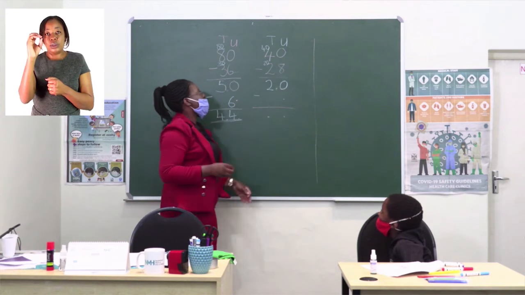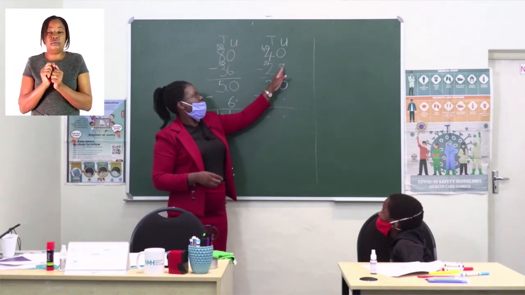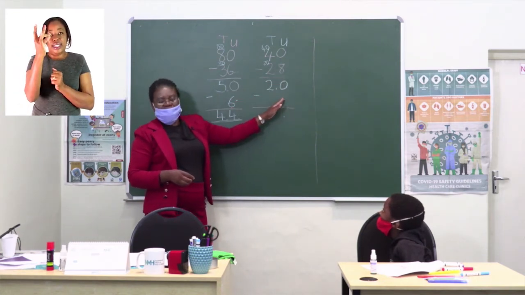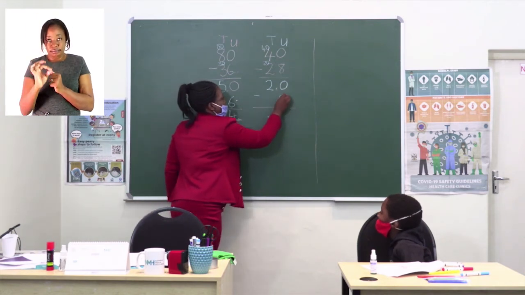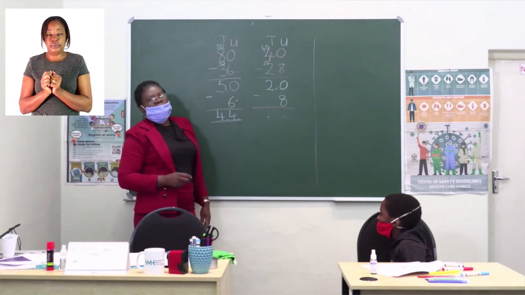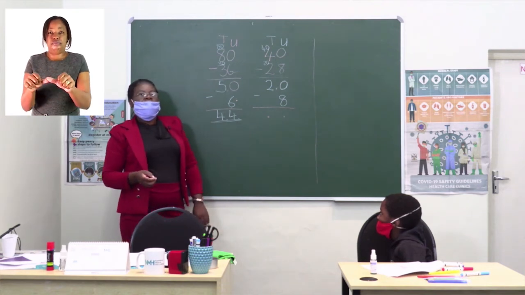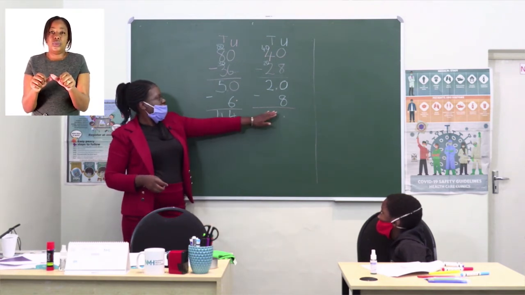Now, what is short there? The 8 is alone there. It must just come down. Are we together? Okay. It comes down. Now I can continue taking it away. 20 take away 8.